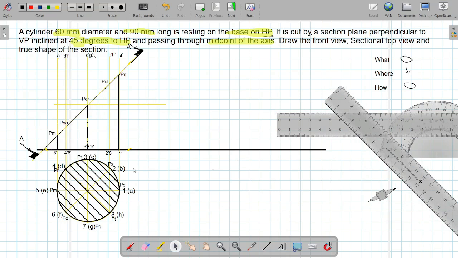So with this we have completed the sectional top view and the front view. The next thing which is asked is to draw the true shape of the section. One thing I missed is giving the name to this center. So let us say the center is O. So one thing which is remaining is to draw the true shape of the section. To draw the true shape of the section, we need to make this section line, whatever we have got, parallel to the XY line.